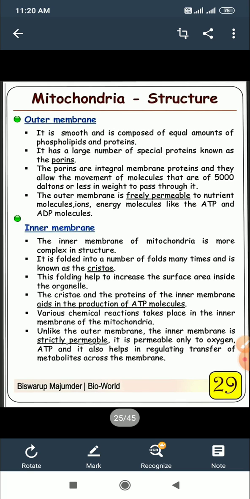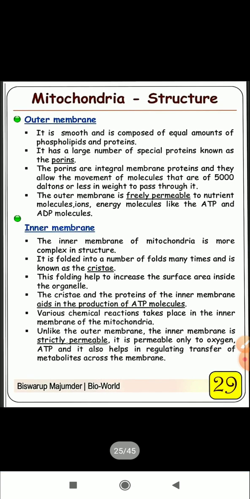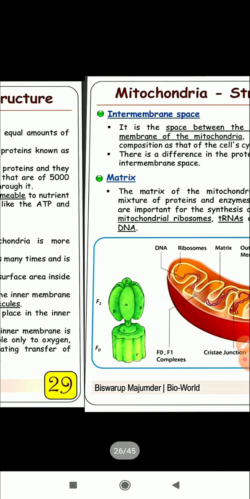The inner membrane of mitochondria is more complex. It is folded into number of folds that are named as cristae. There are many folds in inner membrane, or inner membrane is modified to form the small finger-like structures termed as cristae. These folds help to increase the surface area for production of ATP molecules, and mitochondria is also the site of oxidation of food, where the energy is stored in the form of ATP.